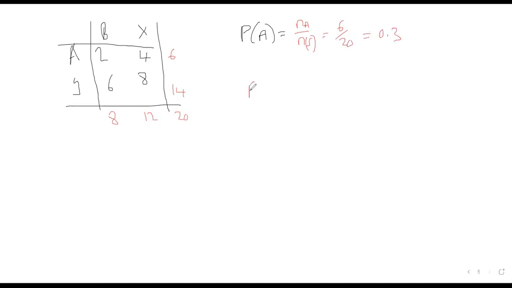So can somebody help us? What's the probability of B? The total for B is what? B is 8, out of 20, which is 0.4. About X?